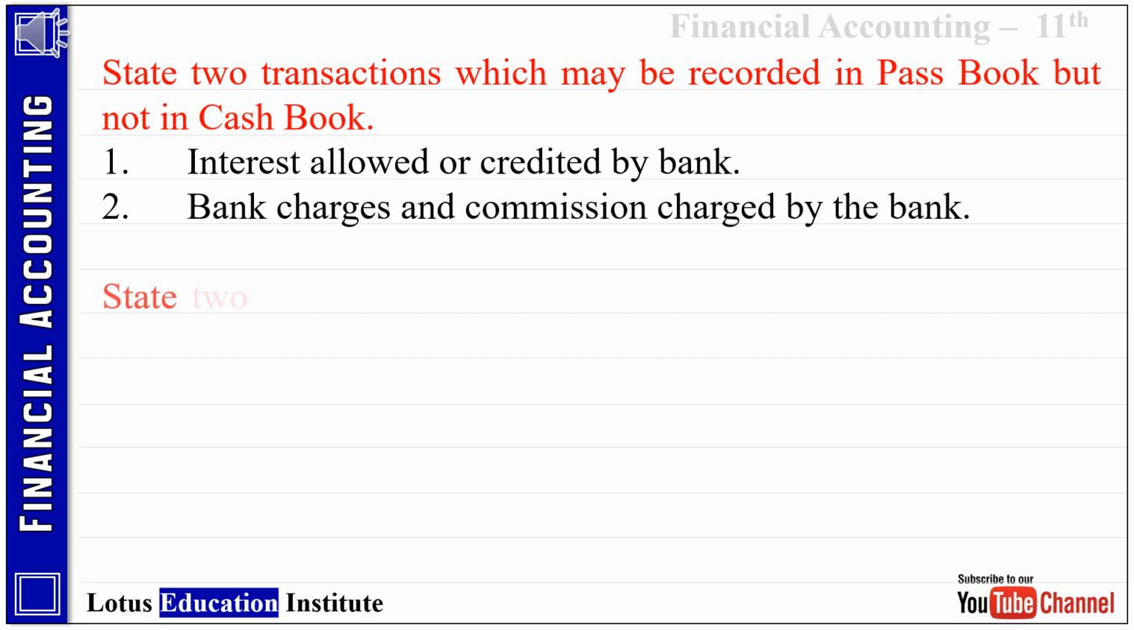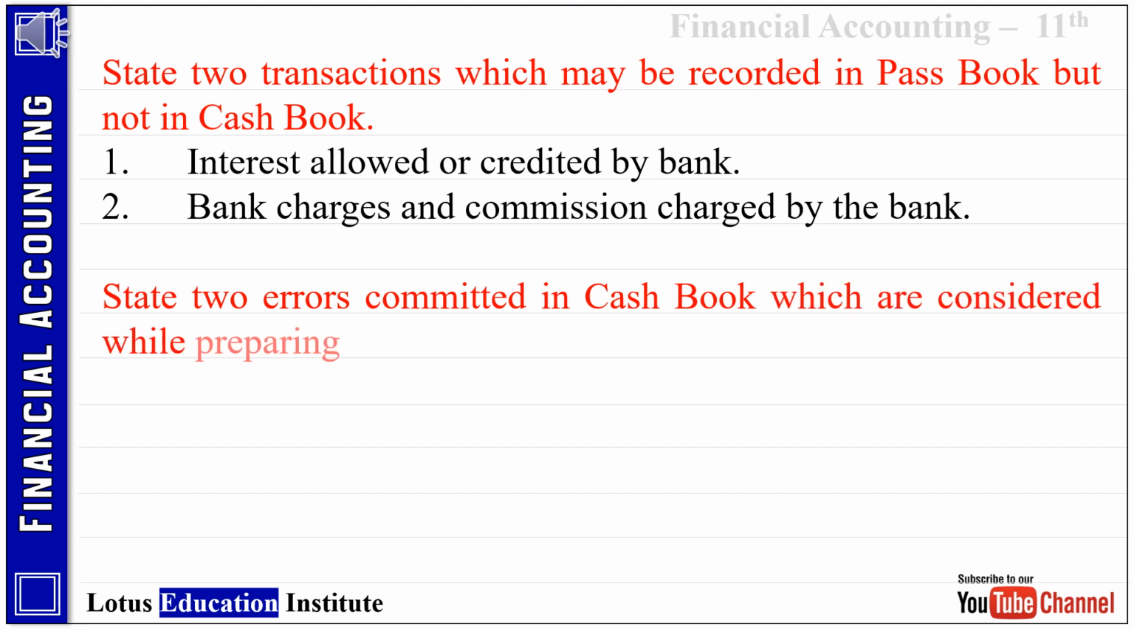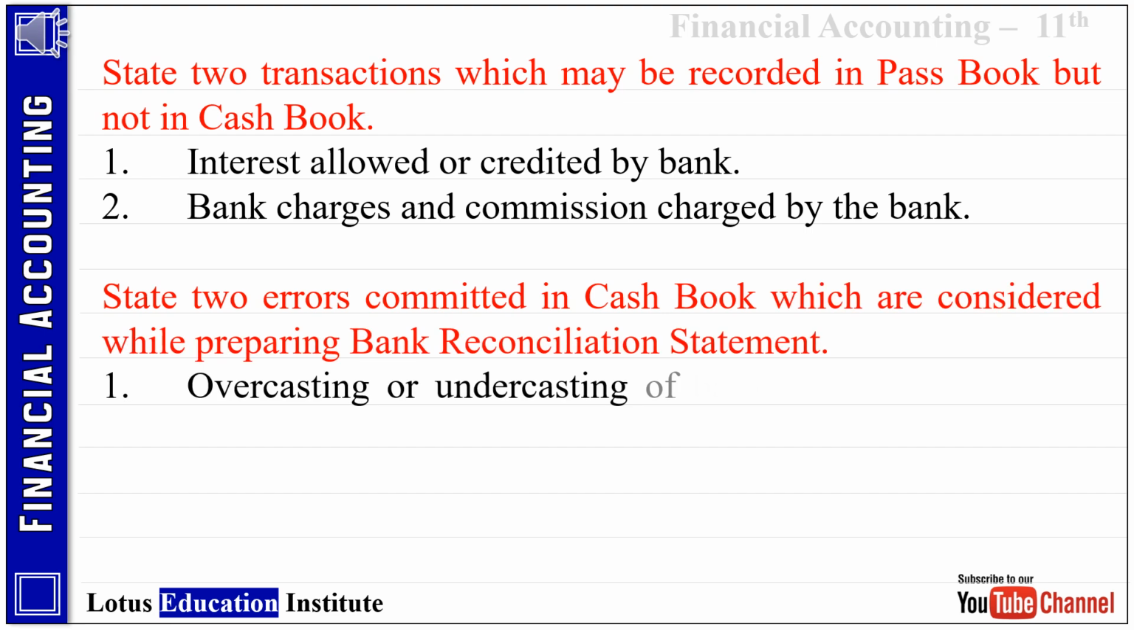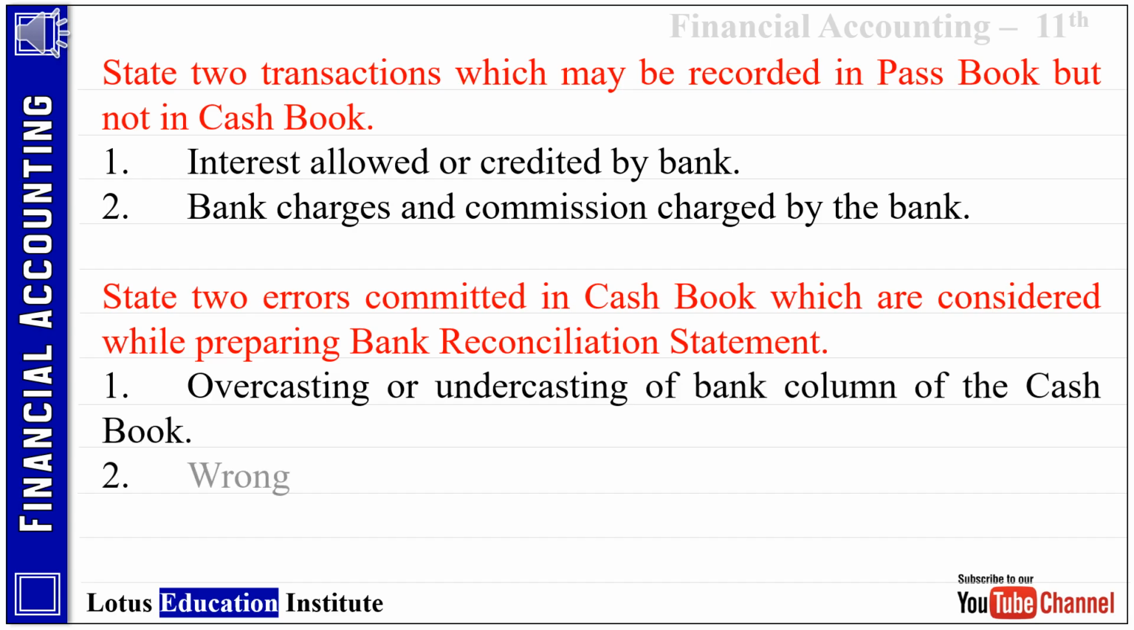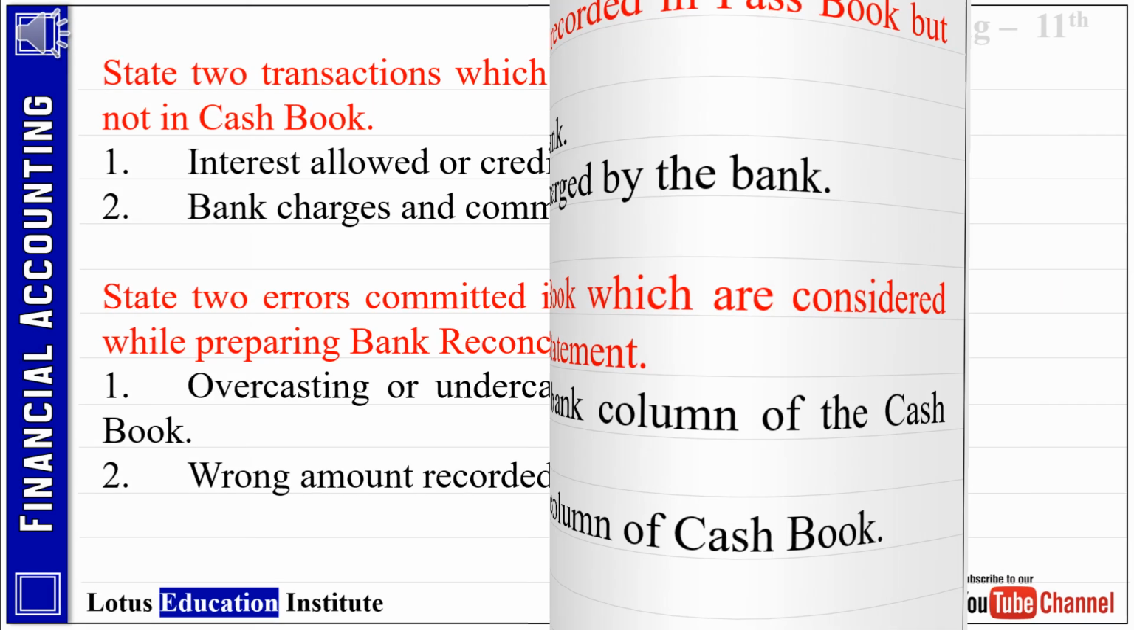State two errors committed in cash book which are considered while preparing bank reconciliation statement. 1. Overcasting or undercasting of bank column of the cash book. 2. Wrong amount recorded in bank column of cash book.